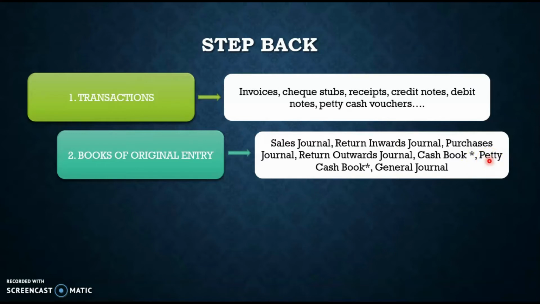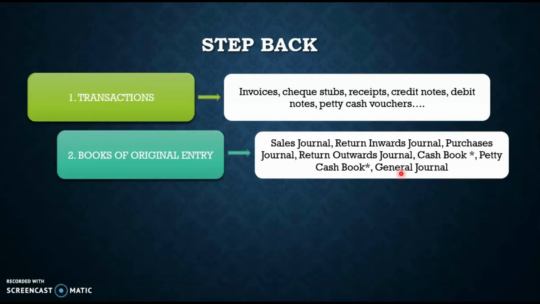The petty cash book is for small transactions, as I said earlier about the petty cash voucher. So the information from the voucher, I will place it in my petty cash book to show that some payment was done. And the last book of original entry would be our general journal. That's what we're going to be looking at today in more detail. The general journal will hold everything else. So if it cannot go into the sales journal, return inwards, purchases, return outwards, cash book, or petty cash book, then we'll definitely have to put it in the general journal to show that that transaction took place.